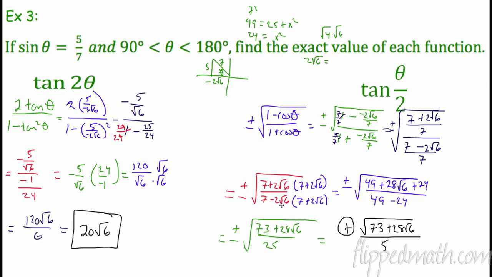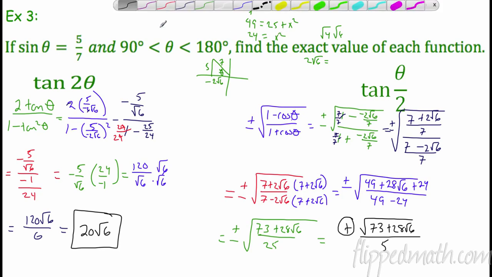Multiply by the conjugate of the bottom to get rid of the radicals. We get 49 plus 28 radical 6 plus 24 over 49 minus 24, which simplified gives us 73 plus 28 radical 6 over 25. Square root of the top, which we can't really do. Square root of the bottom is 5, and it's positive. Why? Why is it positive?